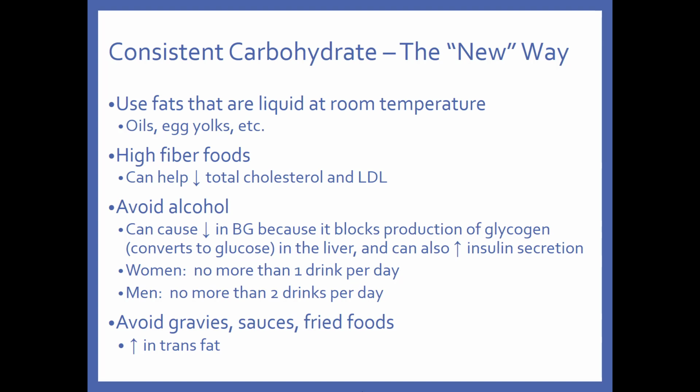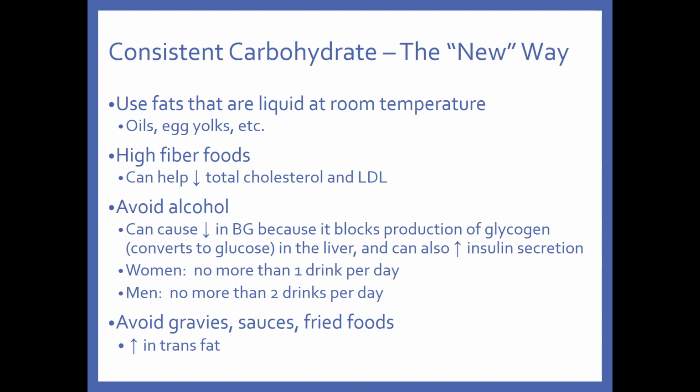heart disease in general. They also need to avoid alcohol or just keep it within very limited amounts, because what we find is alcohol can actually cause a decrease in blood glucose levels because it blocks production of glycogen, which, as we previously mentioned, that converts into glucose in the liver, and then it also can increase insulin secretion. So then those two effects there can actually cause a severe lowering of blood glucose. So the recommended guideline is for women no more than 1 drink per day and men no more than 2 drinks per day. But really, if they can avoid it all together, that's really best.